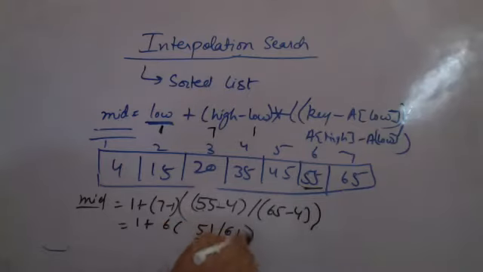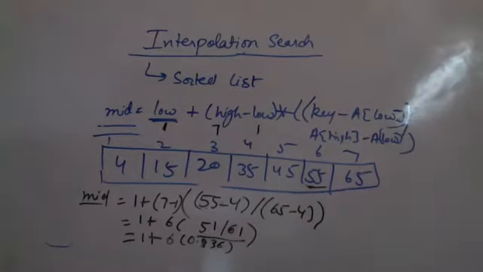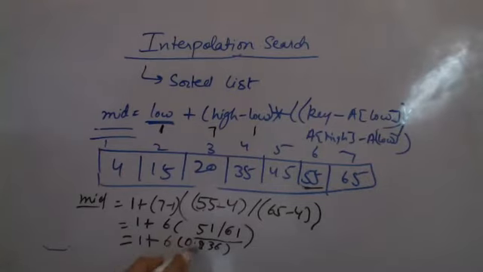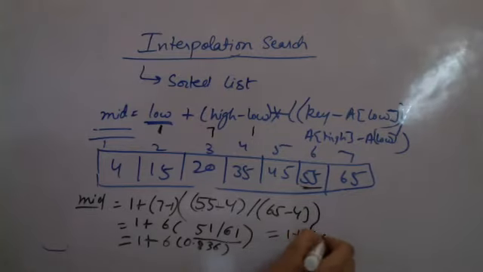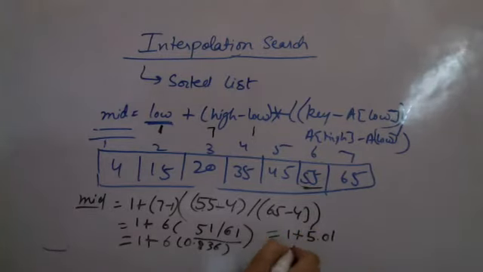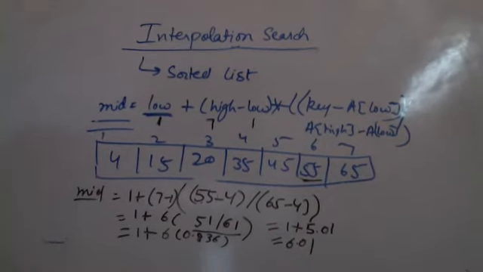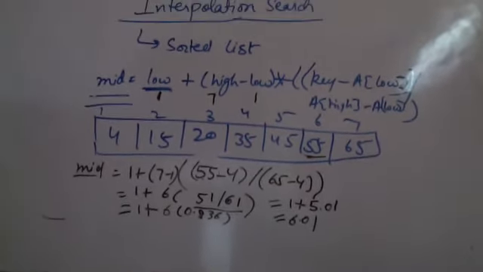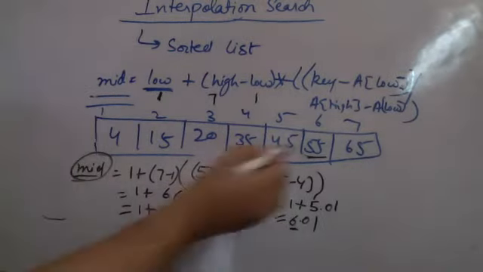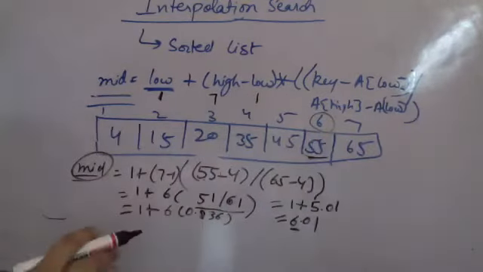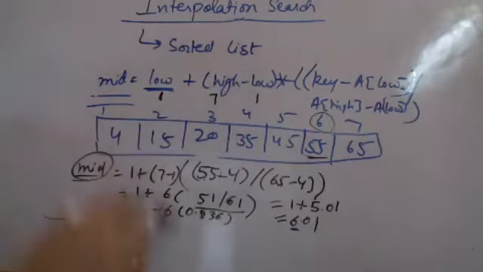What is the answer? Quickly tell me. This is some 0.836. I multiplied by 6. This comes out to be 1 plus 5.01 something. It comes out to be 6.01. So approximately the mid, since we are going to take only the integer part, mid is calculated to be 6. Can you see? Mid is calculated to be the exact element.